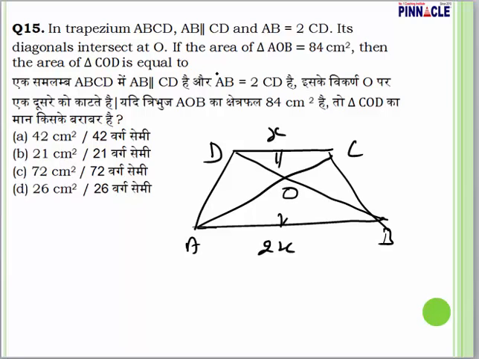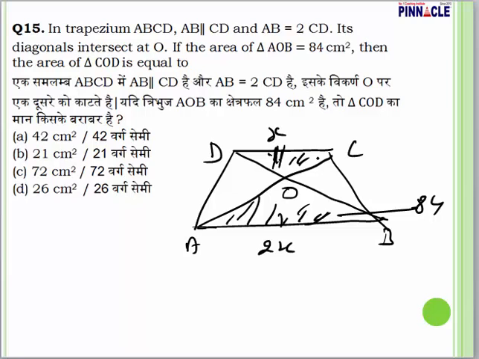If the area of AOB is equal to 84, then we have to tell the area of COD. What will be the area of this? Now, what is the property? These are similar triangles.